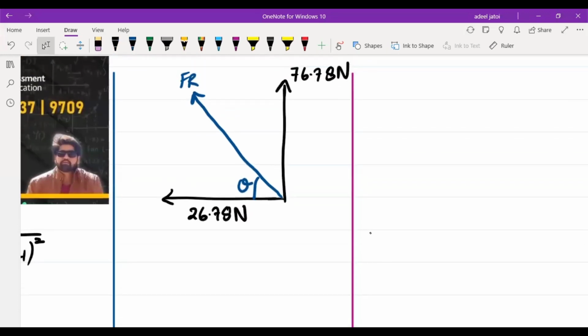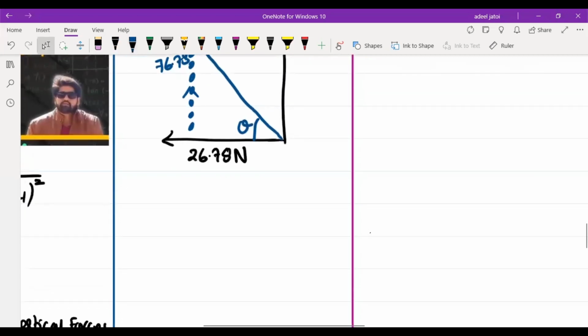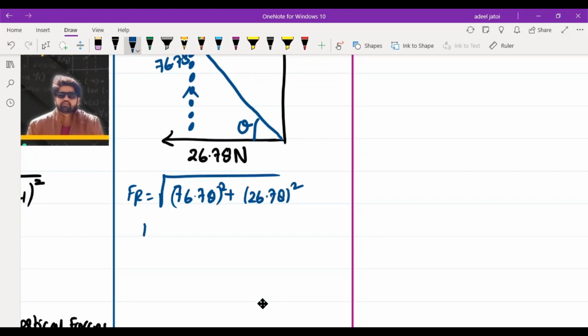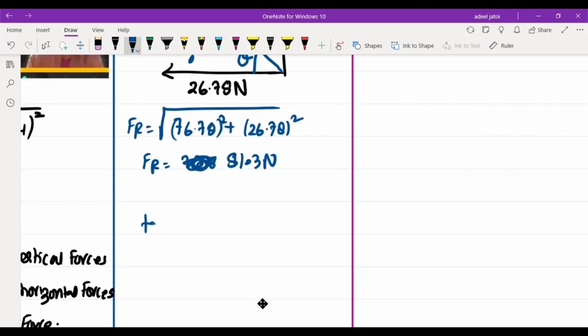So let's take this 76.78. FR will be the square root of 76.78 whole square plus 26.78 whole square. So the value of FR is 81.3 Newton.